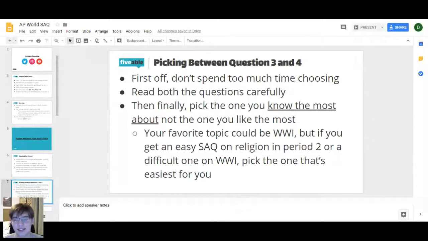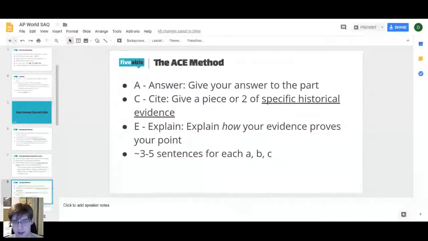All right, this is basically my favorite way of writing a short answer question. It's called the ACE method. There are 3 parts to it. It is incredibly simple, so don't worry about it. The A stands for answer. So you're going to give a specific answer to the question. You're basically starting off your answer: your similarity, your difference, your change, your continuity, et cetera.